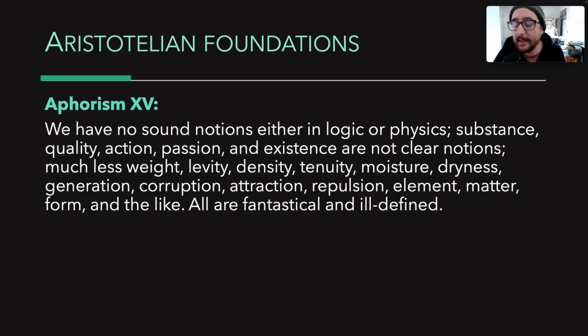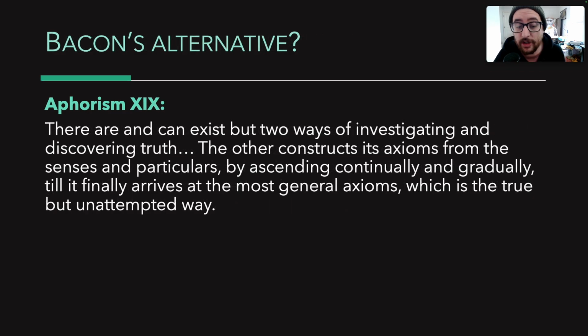But notice in that previous passage, he said there can exist two ways. And so that first way, he says, is problematic. That's the way people have been currently trying to reason and discover and think about the natural world. He says the other kind of reasoning constructs its axioms from the senses and particulars by ascending continually and gradually till it finally arrives at the most general axioms, which is the true but unattempted way. So he calls this true induction because it's induction all the way up. You don't go up to the top and then try to deductively reason to the middle.